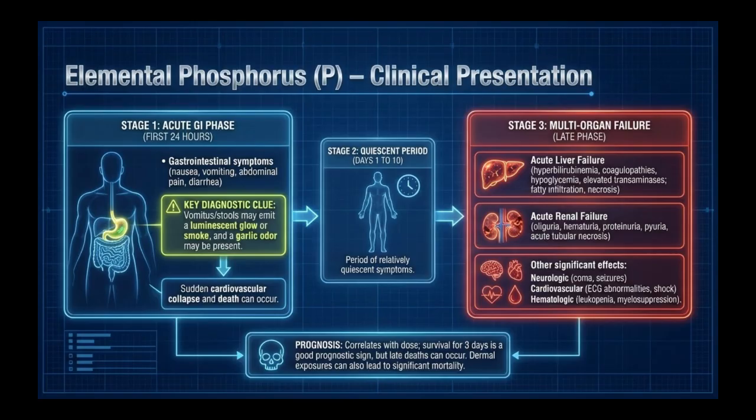The classical clinical presentation of acute elemental phosphorus ingestion typically follows a 3-stage model. However, this pattern may be more the exception than the rule, as many patients do not exhibit clearly defined stages. During the first 24 hours, patients often experience gastrointestinal symptoms such as nausea, vomiting, abdominal pain, and diarrhea. These symptoms result from direct corrosive injury to the gastrointestinal mucosa. Notably, both vomitus and stools may emit a luminescent glow or smoke, and a garlic odor might be detectable. In some cases, especially with larger ingestions, sudden cardiovascular collapse and death can occur during this initial stage.